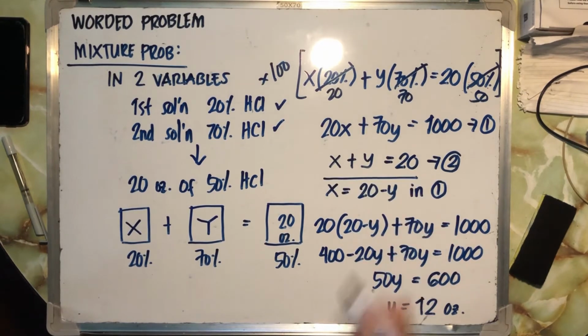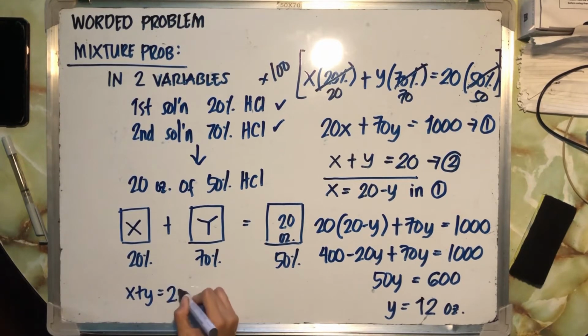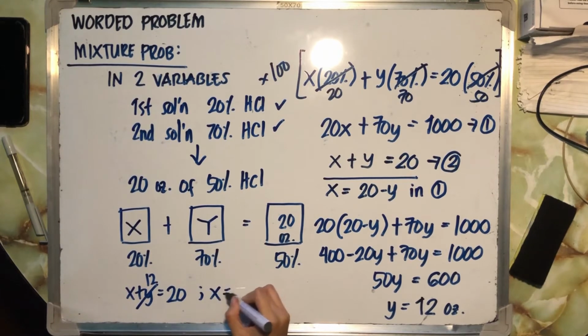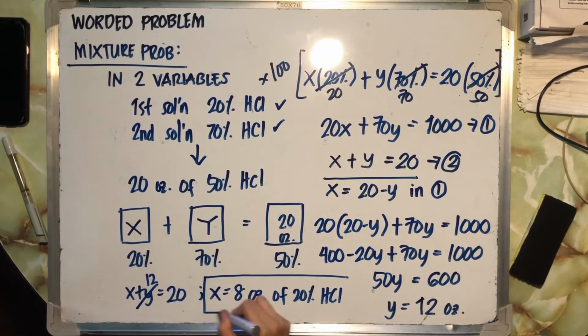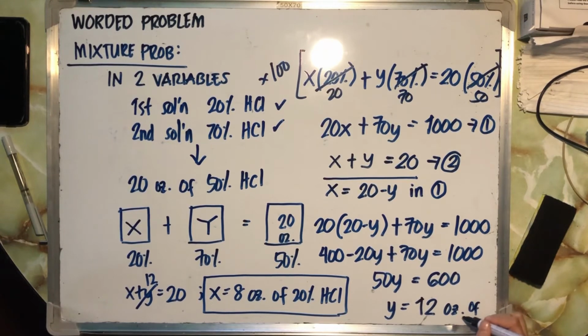Going back to this one, that will give us x plus y daw should be 20. So, y natin is 12 ounces. Therefore, x naman natin is 8 ounces of 20% HCl solution siya. Okay, tayo dyan ha. Ayan, ito naman is 12 ounces of 70% HCl solution. Dalawang sagot ang bibigay natin. Okay? I hope that's clear.